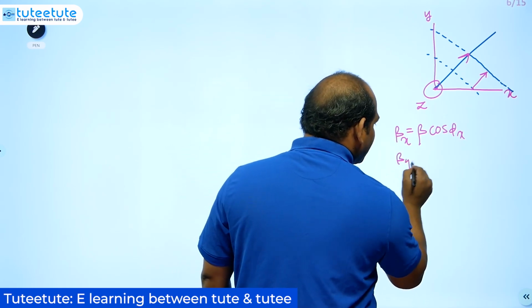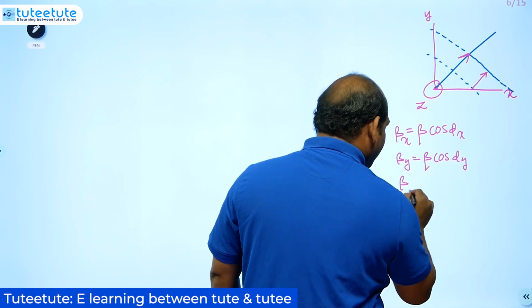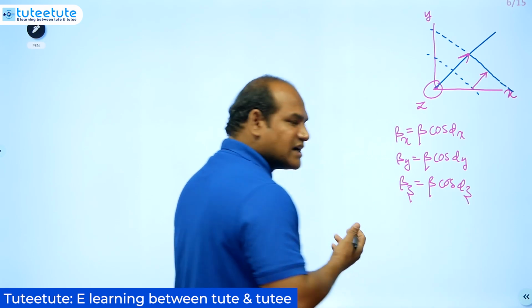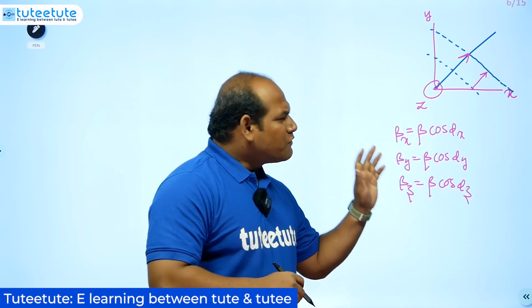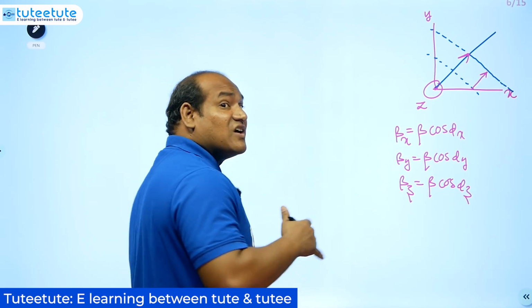And beta y is equal to beta cos phi y. And beta z is equal to beta cos phi z. So related to the y direction and the z direction, the phase constants we already got. I am writing this again because now we are going to get the phase velocity.